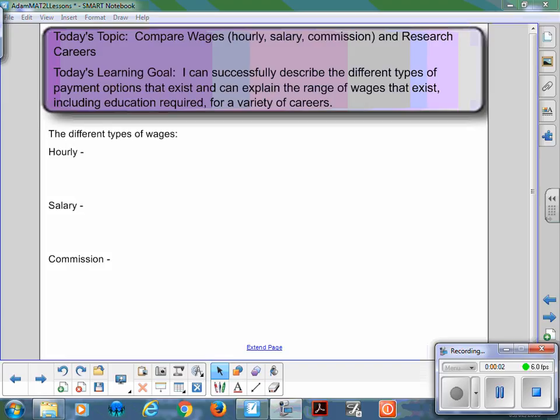All right, welcome to lesson 6, and we're here talking about hourly, salary, and commission methods of payment. So I can successfully describe the different types of payment options that exist and explain the range of wages that exist, including education and a variety of careers. So what are the different types of wages out there that you may come across when you enter the workforce?